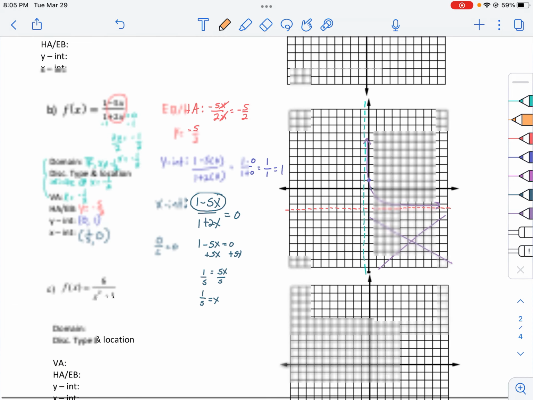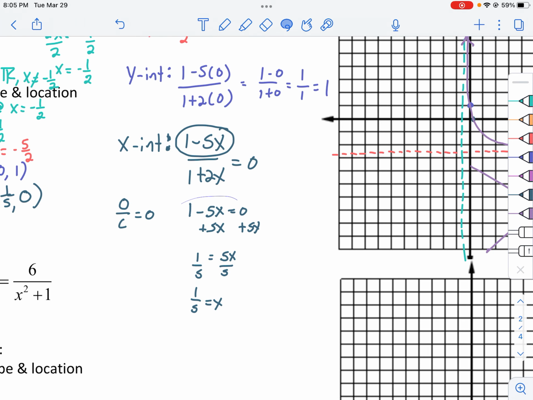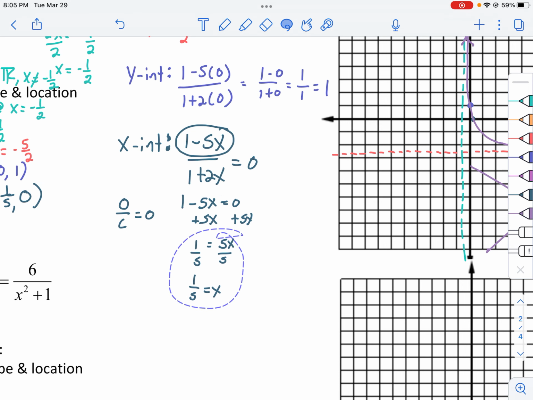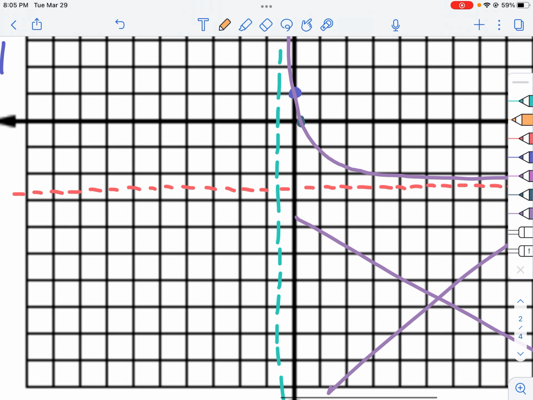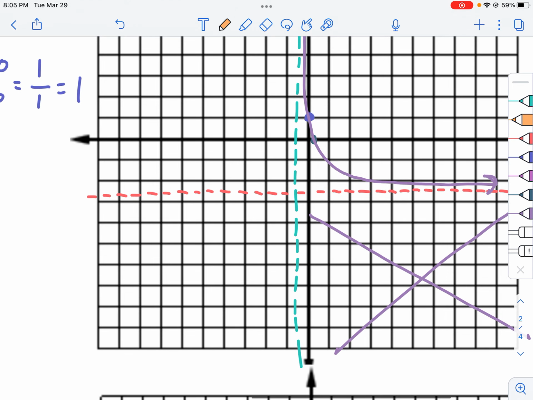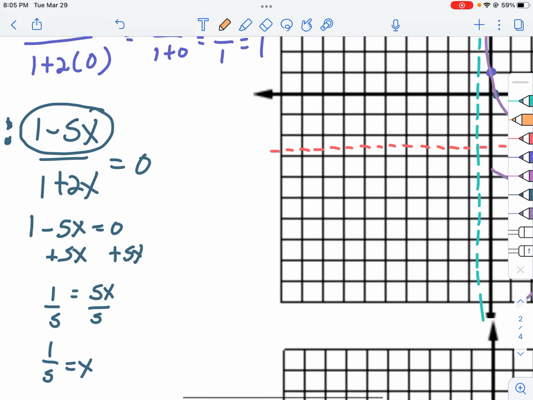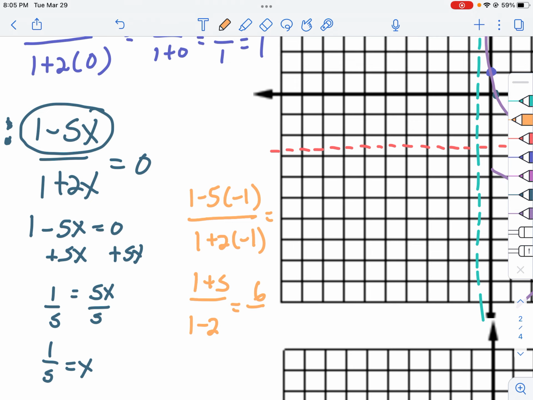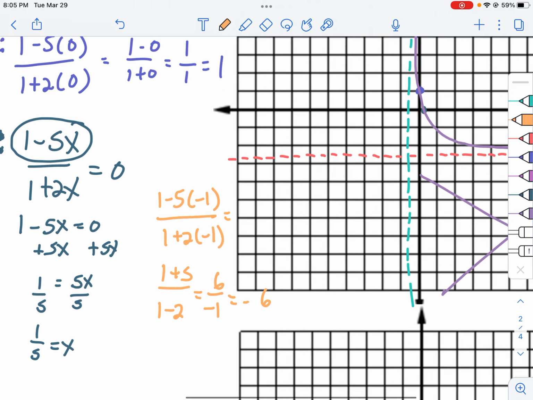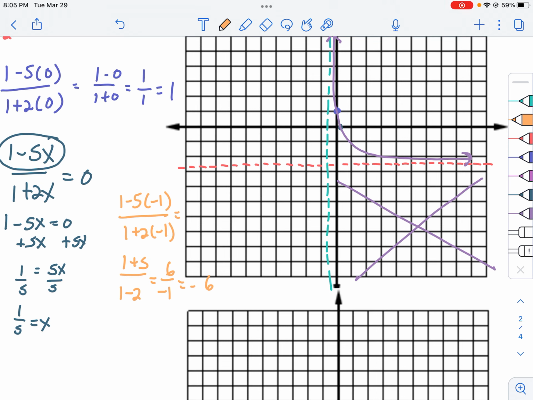How do we find that? We're just going to plug in a point, right? You can plug in any x value as long as that x value is to the left of our vertical asymptote right there. So I like -1. -1's easy. It's just barely to the left of that vertical asymptote. So let's plug it in. We have 1 minus 5 times -1 divided by 1 plus 2 times -1 gives us a number. So that's 1 plus 5 over 1 minus 2. So that's 6 over -1, which gives us -6. So that's going to be the point -1, -6.